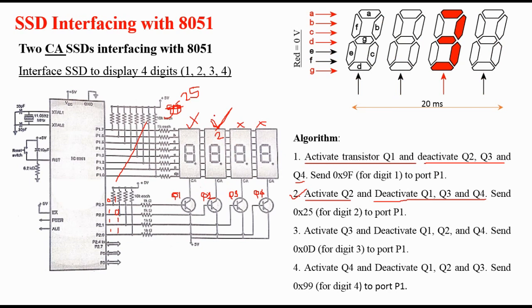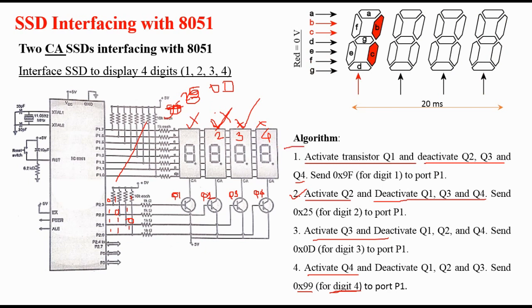In this way, in order to print 3, we will deactivate the others and activate only the third display by making the base equal to 0. In this way 3 will get printed because we are sending 0D over the lines. In this way we can print 4 on this display by sending 99. For that we will have to activate Q4 and deactivate the others.